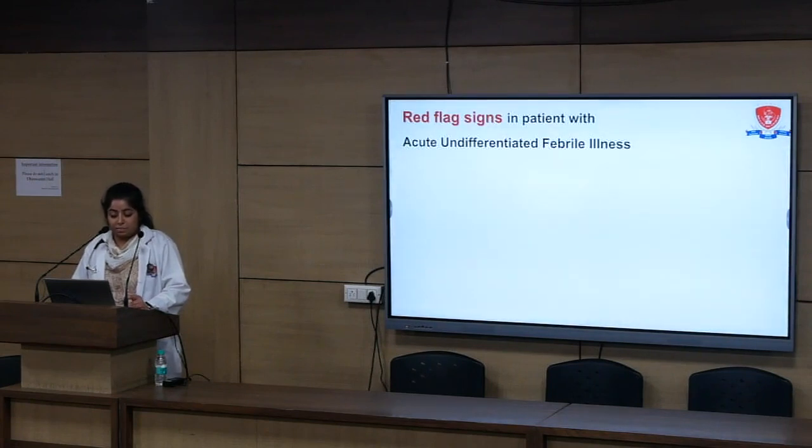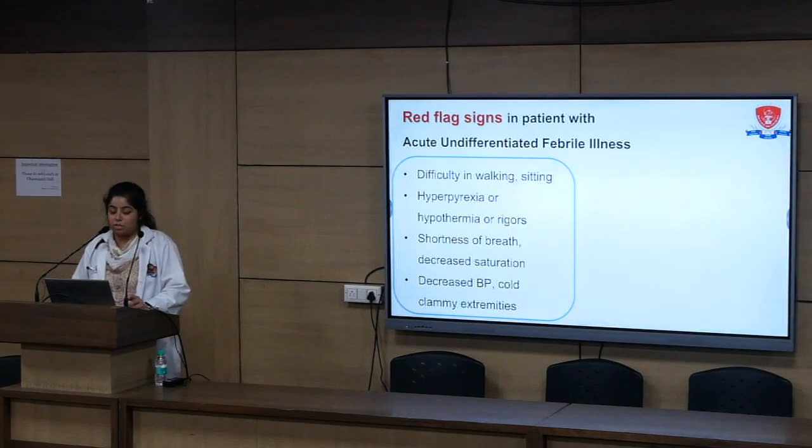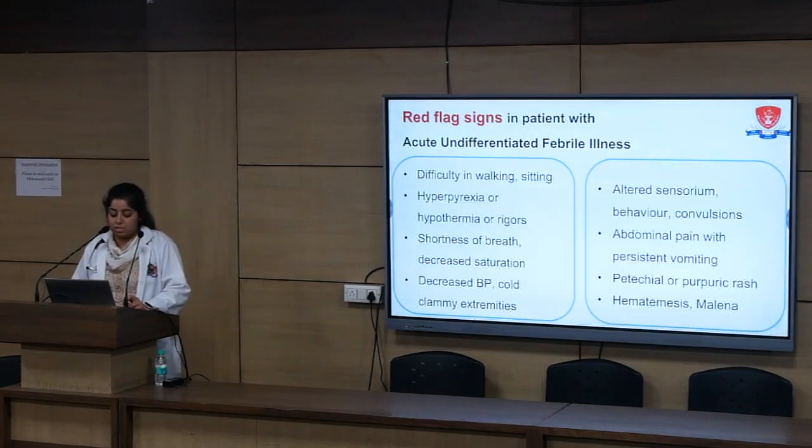The red flags in a patient with acute undifferentiated febrile illness include difficulty in walking or sitting, hyperpyrexia or hypothermia or rigors, shortness of breath with decreased saturation, decreased blood pressure, cold clammy extremities, altered sensorium, behavior changes, convulsions, abdominal pain, hematemesis, and melena.